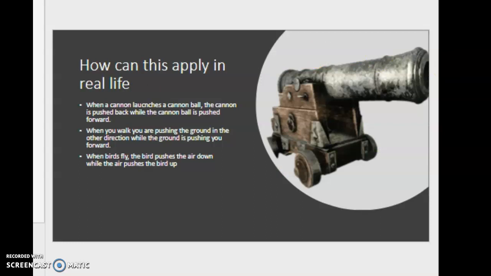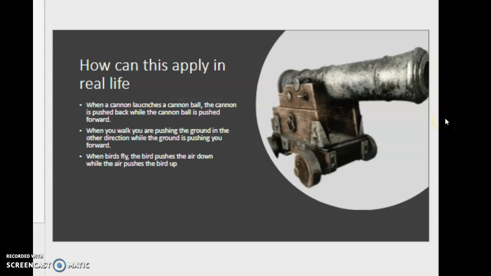Some things that can apply this in real life are when a cannon launches a cannonball, the cannon is pushed back while the cannonball is pushed forward. However, the cannon weighs more than the cannonball, so it has less effect on it. When you walk, you are pushing the ground in the other direction while the ground is pushing you forward. When birds fly, they push the air down while the air pushes the bird up.